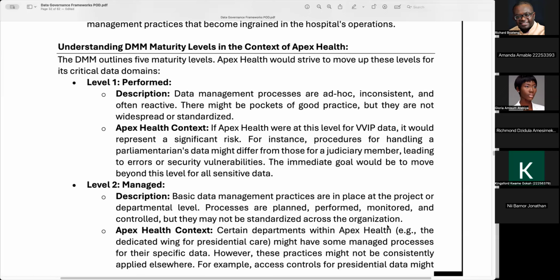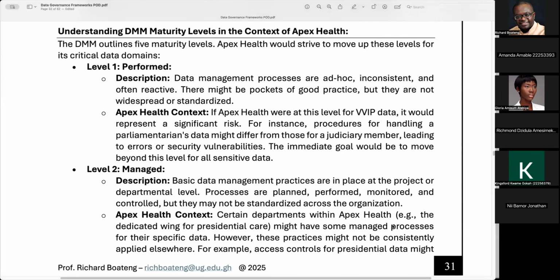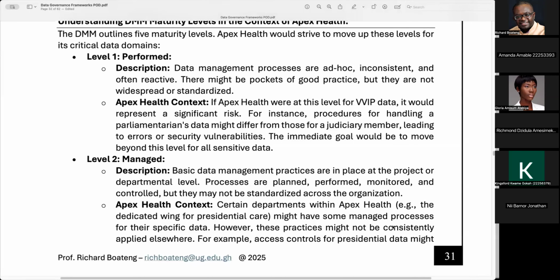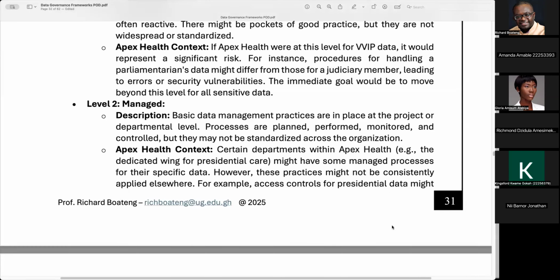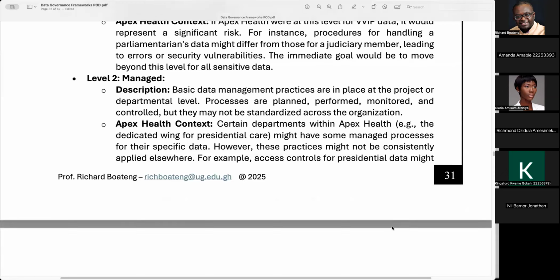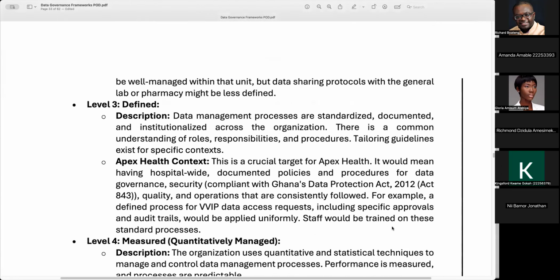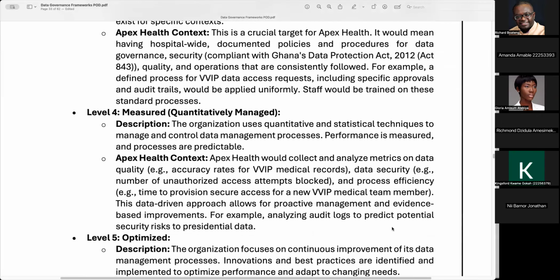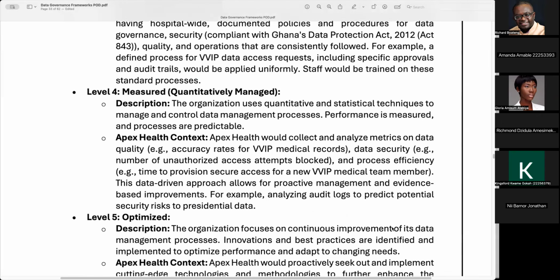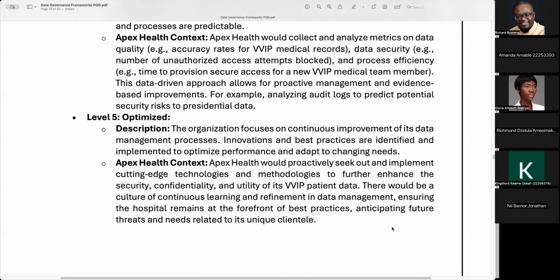Level 5, optimized, represents the pinnacle of focus on continuous improvement and innovation. Organizations at this level are proactively seeking out cutting-edge technologies and methods to further enhance VVIP data protection, fostering a deeply ingrained culture of learning and improvement and actively anticipating future threats or evolving stakeholder needs. So Apex Health would use the DMM framework to first figure out its current maturity level across different data management areas, and then build a roadmap to climb towards a higher target level, like level 3 or 4 initially.